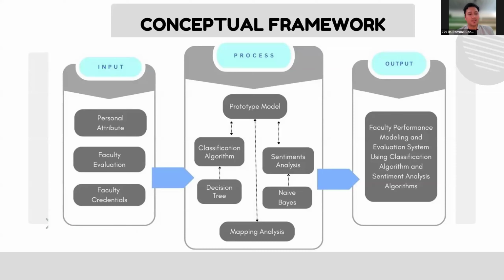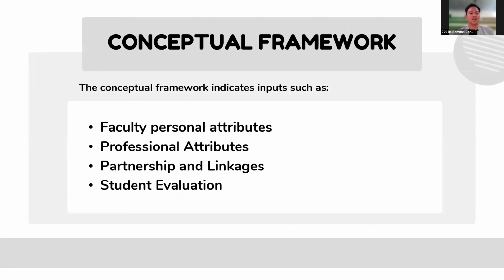Here in this slide, you can see the conceptual framework. For the input, we have the personal attributes, faculty evaluation, and faculty credentials. The process includes a prototype model: first the classification algorithm that defines the different data of the faculty, then the decision tree, then the sentiment analysis with the naive Bayes algorithm and the mapping analysis, which make up the faculty performance modeling and evaluation system using classification and sentiment analysis algorithms.